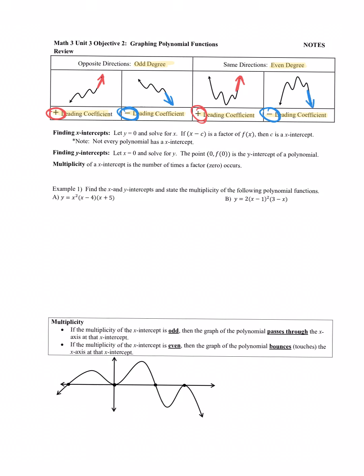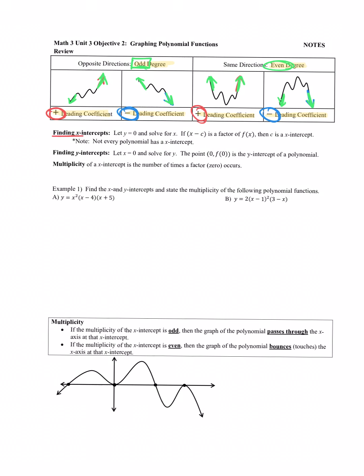And then our last idea is odd degree and even degree. If it's an odd degree, the ends go in opposite directions: one goes up, one goes down. But if it's an even degree, they go in the same direction. If the left side's up, the right side's up. If the right side's down, the left side is down.